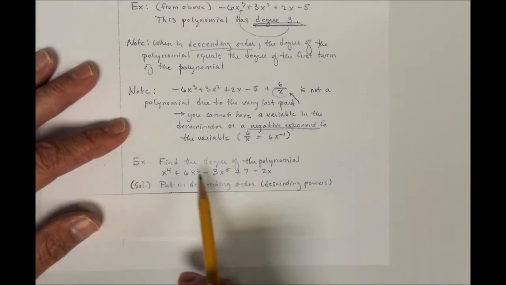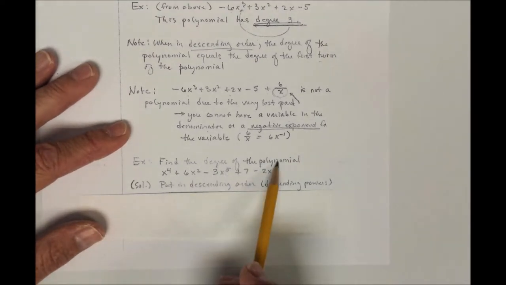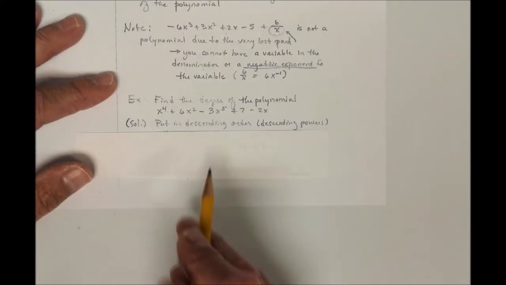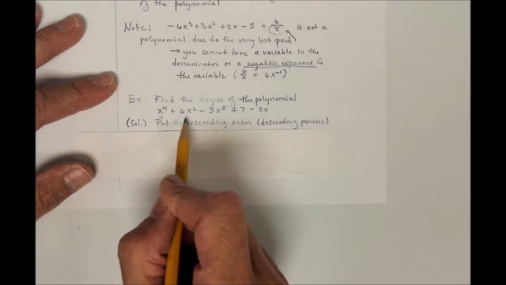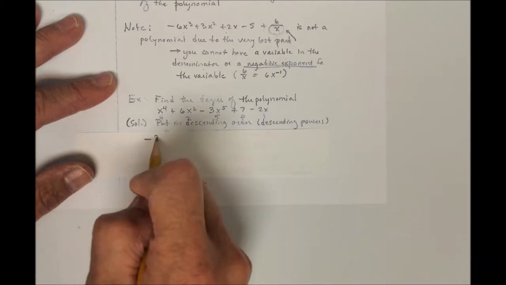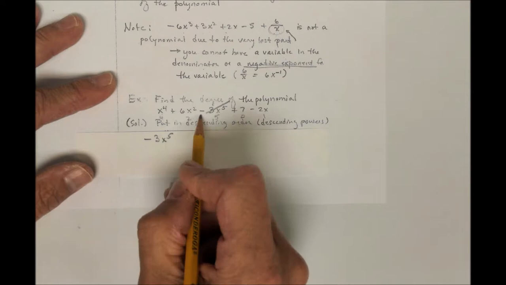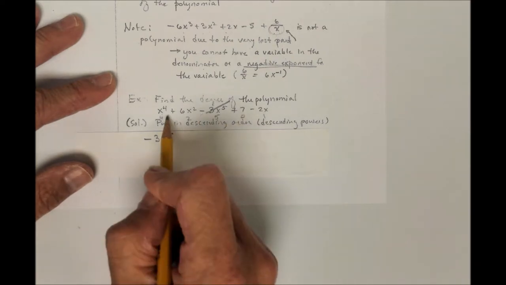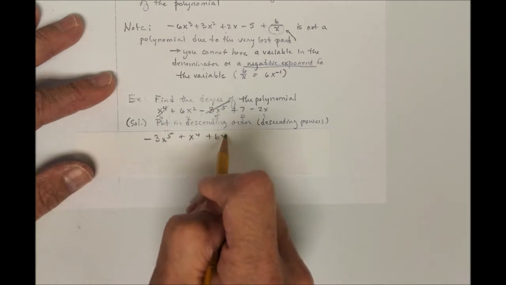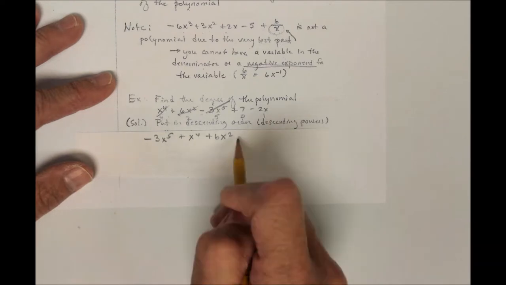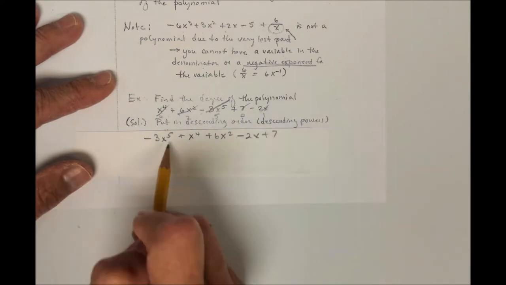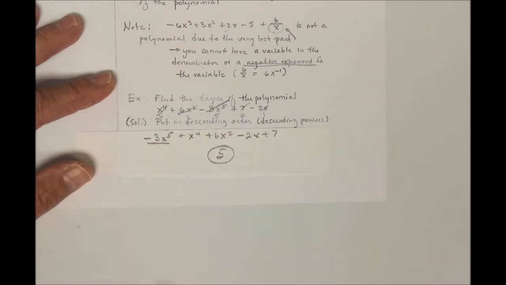All right, now in this next example, it says find the degree of the polynomial. So the first thing I'm going to do, and you can see it's already written down, is write them in descending order, descending powers. So this is degree 4, this is degree 2, this is degree 5, this is degree 0, this is degree 1. So I'm going to write negative 3x to the fifth, negative because of the minus sign, plus x to the fourth, plus 6x squared, I'm kind of crossing them off so I don't get confused, minus the 2x, and a plus the 7 here. So my degree is 5, because that's the highest one.